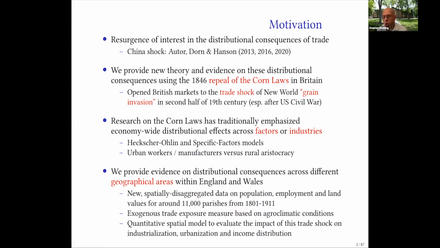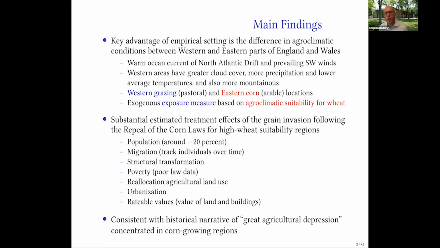And given time constraints, most of what I do today, I'm going to focus on our reduced form evidence, and I'll just briefly flag aspects of the theoretical model. As those of you who spent any time in England and Wales know, it rains a lot. And so, as I mentioned, a key advantage of this empirical setting is we've got very large differences in agroclimatic conditions. In particular, there's a warm ocean current called the North Atlantic Drift and prevailing southwesterly winds, which bring moist air over England and Wales.